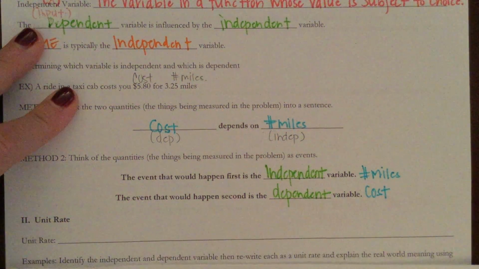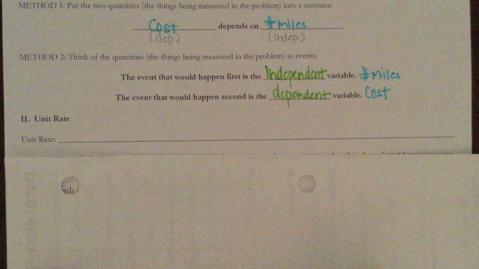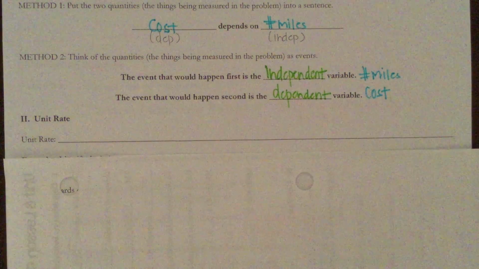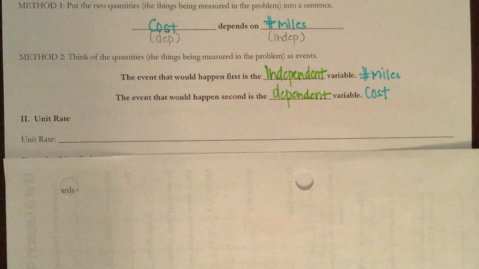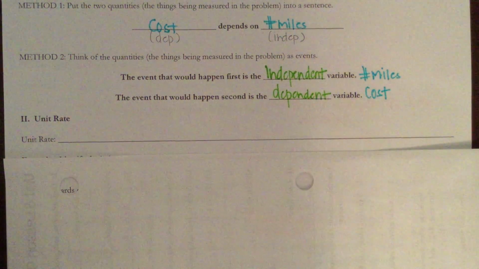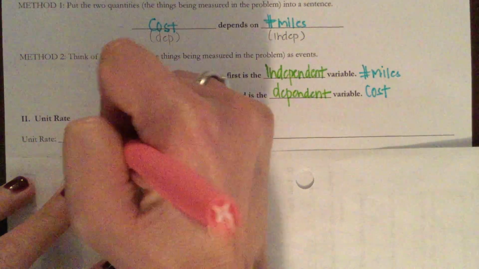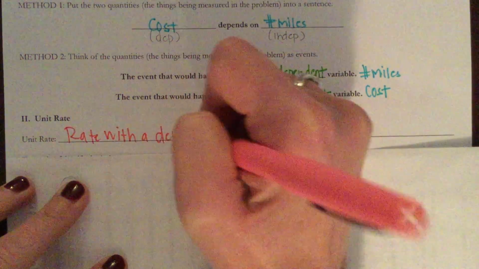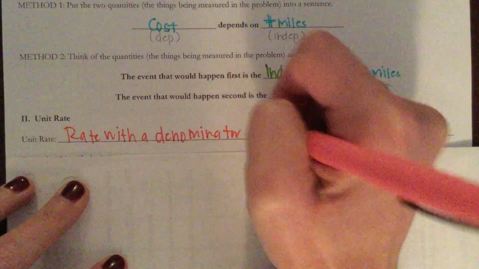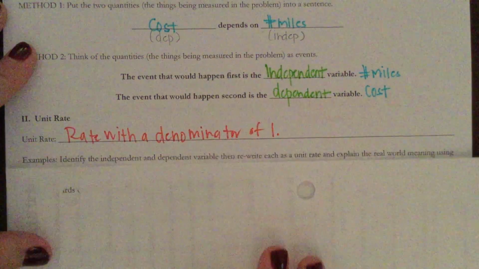All right, the next thing we want to talk about then is unit rate. We've been doing a really long, hard look at slope, and one other way that we can interpret slope is as a unit rate. The definition of a unit rate: it is a rate with a denominator of 1. Unit rates are often used when we go shopping.